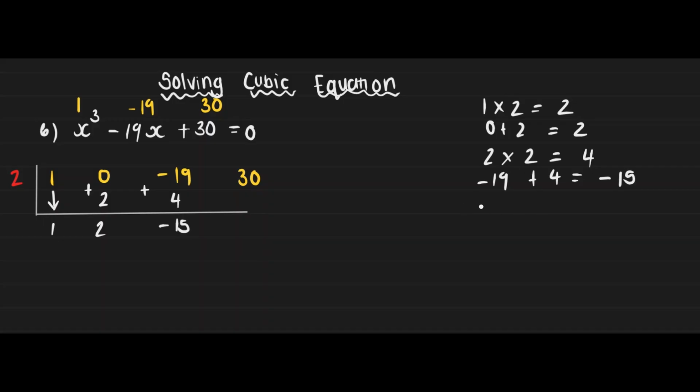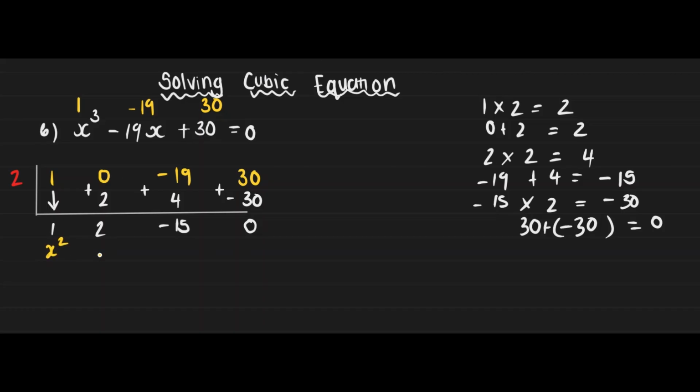Then you say negative 15 multiplied by a positive 2 gives us a negative 30, which comes here. Then you add them together. So you say 30 plus negative 30, which gives us 0. So we're going to have 0 here. Now we know that this is the coefficient of x squared, this is the coefficient of x, and this is our constant, negative 15.